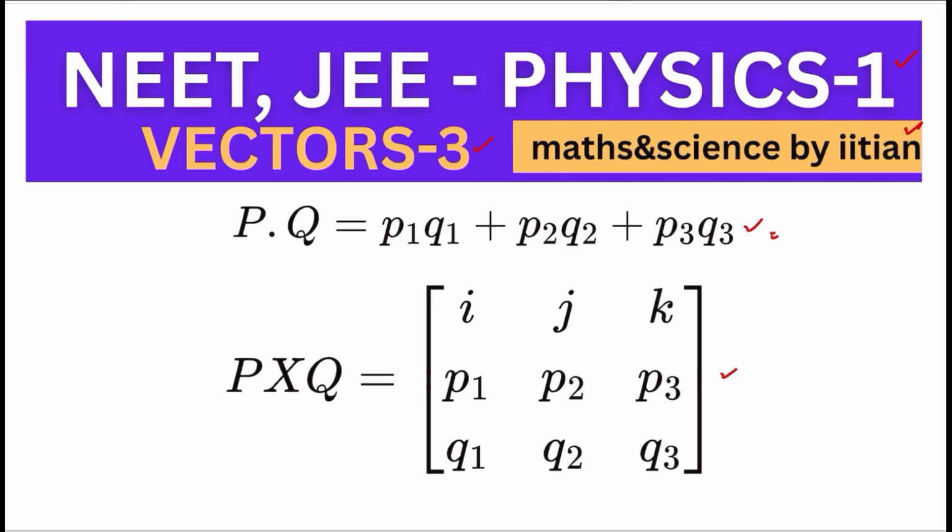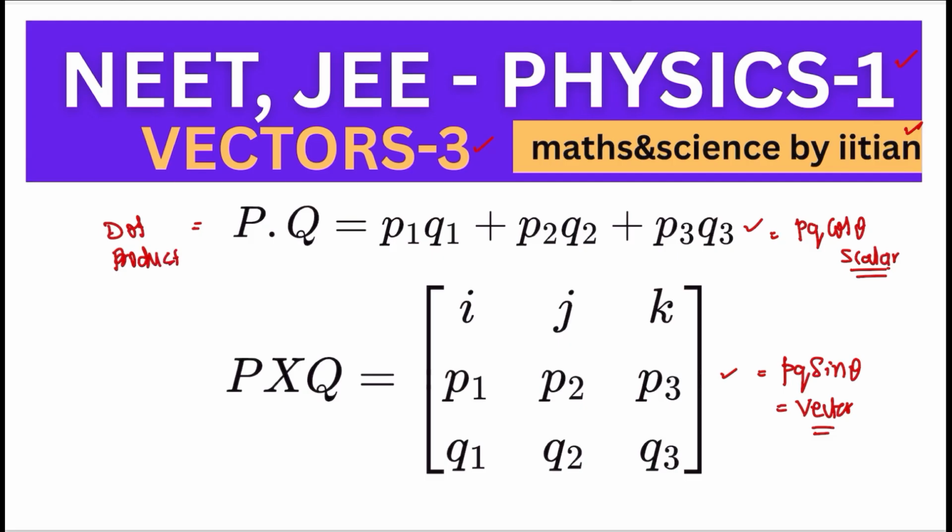There we have seen that PQ cos theta is the scalar product, and PQ sin theta is the vector product. P cross Q is a vector quantity, a vector product. P dot Q is a scalar quantity, a scalar product. It is the dot product. We have explained everything in detail there, and that is the cross product.